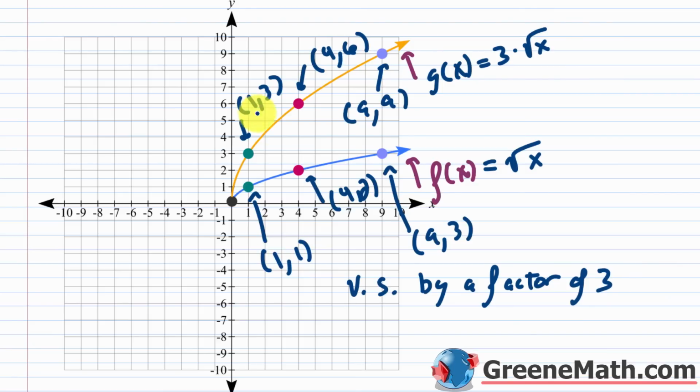Here it's 1, 1, here it's 1, 3. Same x value, y value is multiplied by 3. Here it's 4, 2, here it's 4, 6. Same x value, y value has been multiplied by 3. Here it's 9, 3, here it's 9, 9. Same x value, y value has been multiplied by 3.